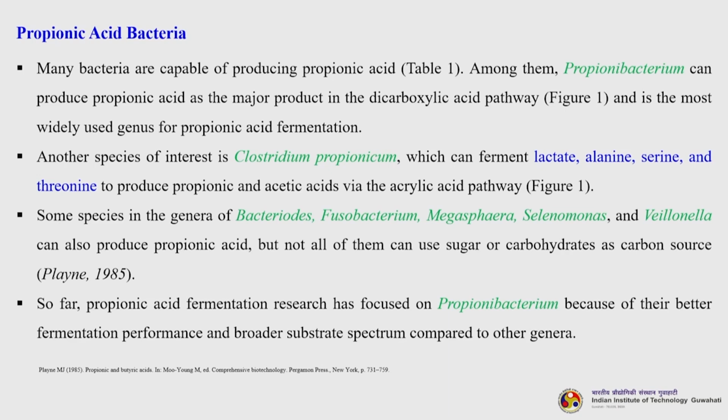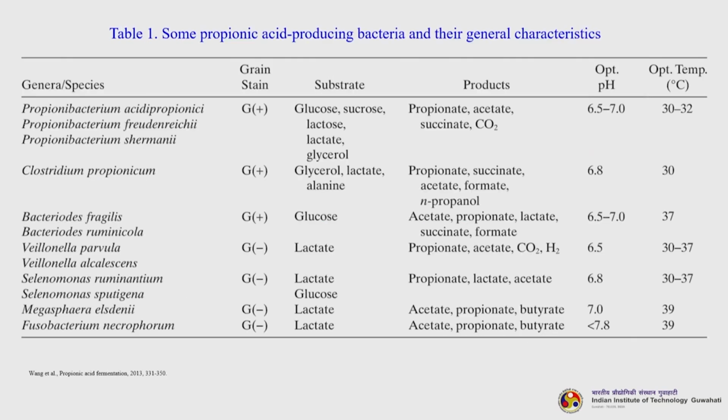Some species in the genera Bacteroides, Fusobacterium, Megasphaera, Selenomonas and Veillonella can also produce propionic acid, but not all of them can use sugar or carbohydrate as carbon source. So far, propionic acid fermentation research has focused on Propionibacterium because of their better fermentation performance and broader substrate spectrum compared to other genera.